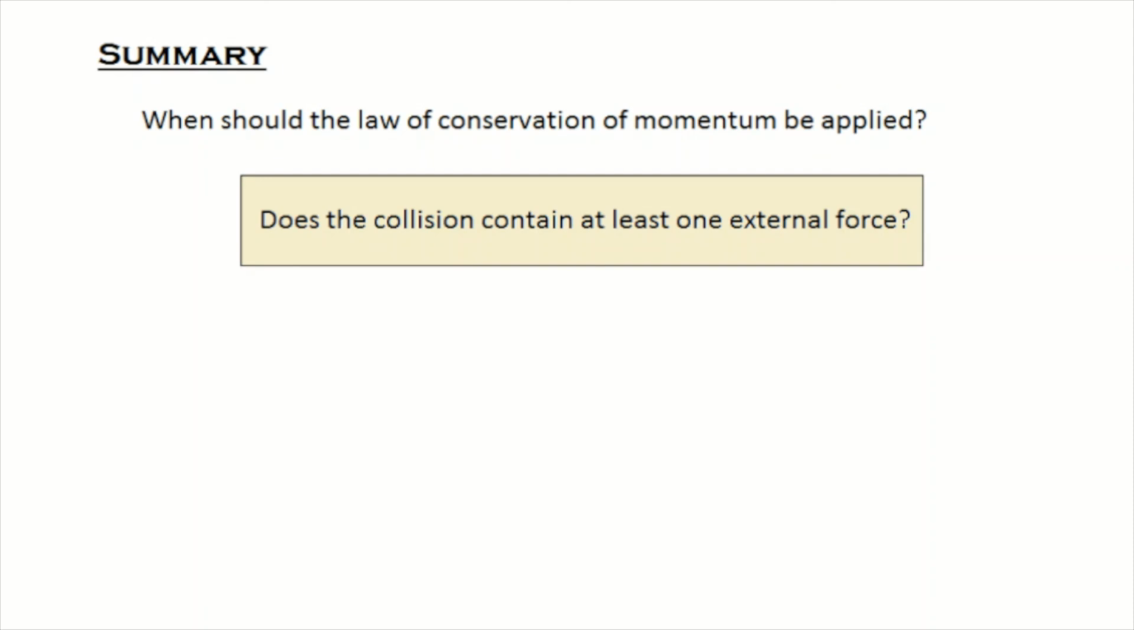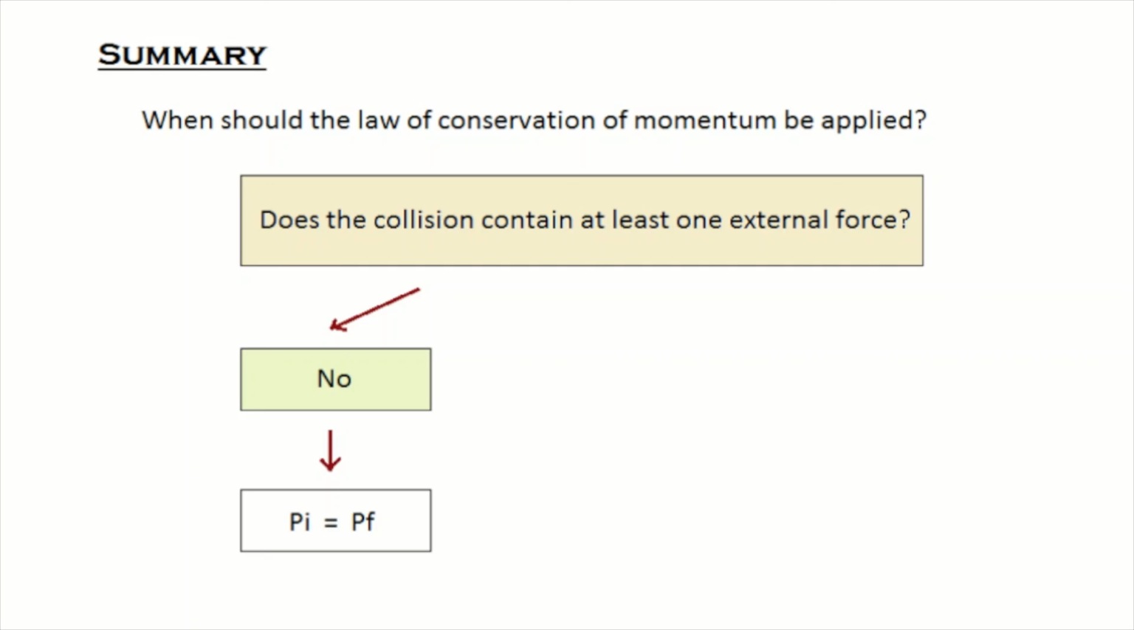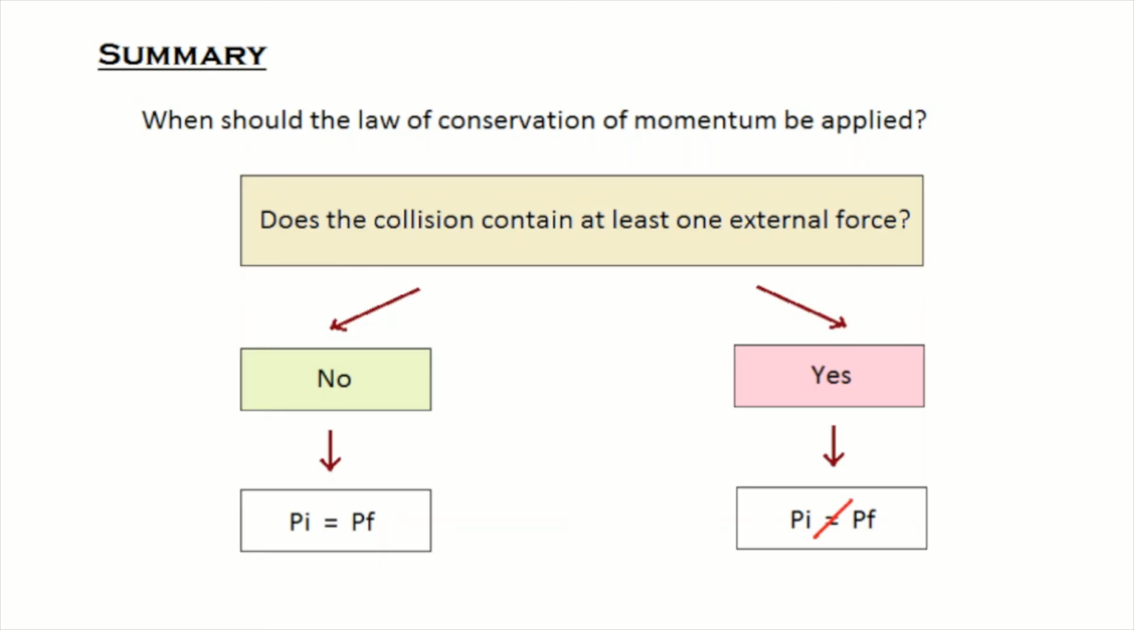In summary, if the question is when should the law of conservation of momentum be applied, I think we need to start our answer with a second question. Are there any external forces in the collision? If the answer is no, then you can use the law of conservation of momentum. But if the answer is yes, even one, and it occurs along the colliding plane, you would not want to use the conservation law, and we'd have to go another way.